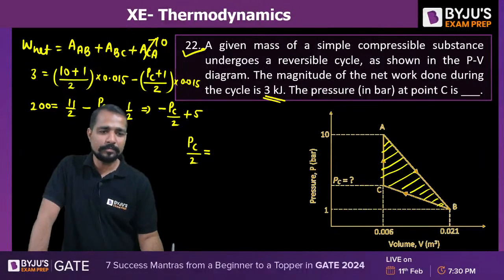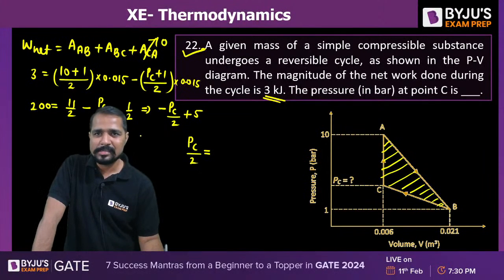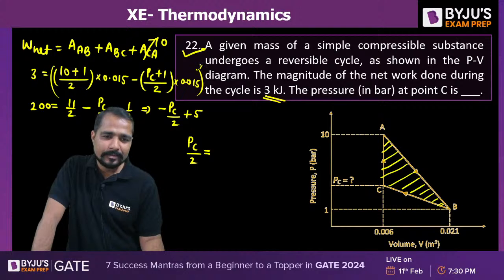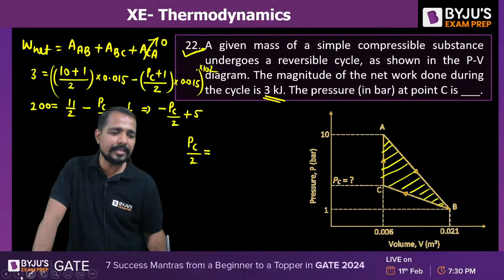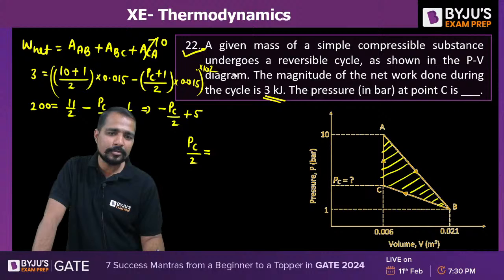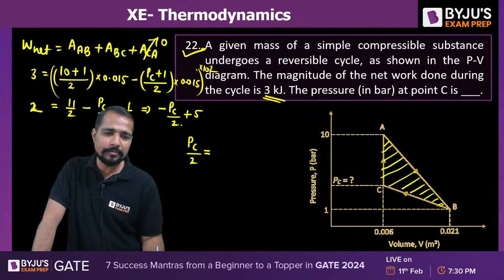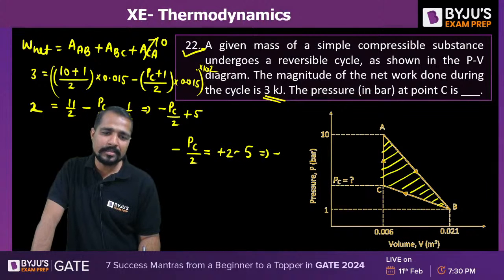Something is going wrong. What is it? I think we have to multiply this by 10 raised to 2. Why 10 raised to 2? You know very well, 10 raised to 2 because bar will be converted into this one. So this and this will be removed from here. So the answer will be equal to only 2, and that is PC. So this is equal to plus 2 minus 5. It is equal to minus PC by 2. Answer will be equal to minus 3. PC will be equal to 6.